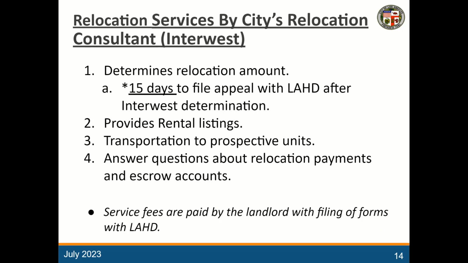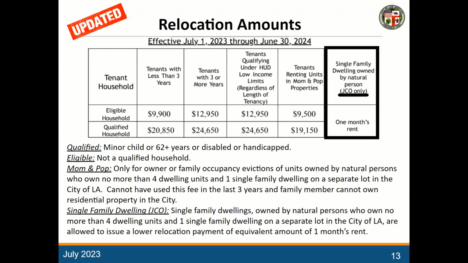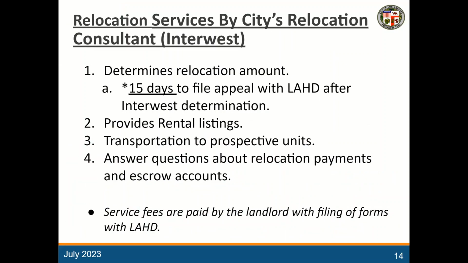So one really important aspect of the process is that the city hires a relocation consultant that takes on the responsibility of interviewing the tenant to determine the relocation amount that they are eligible to receive. As you can see from the chart, there are various factors that have to be considered, and there can be a lot of work that goes into that. So there is a city consultant that does this work. Additionally, they also help the tenant look for replacement housing. They provide free rental listings, provide free transportation to prospective units, and help answer questions about relocation payments and escrow accounts.